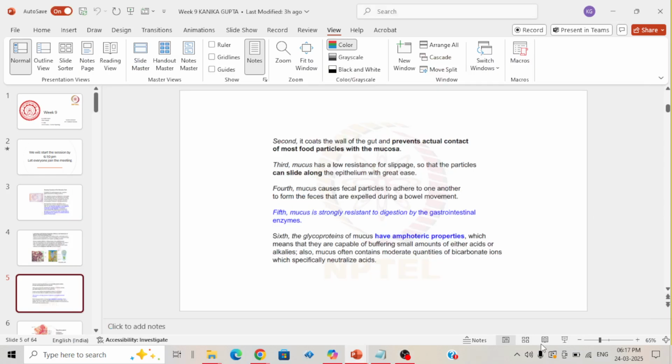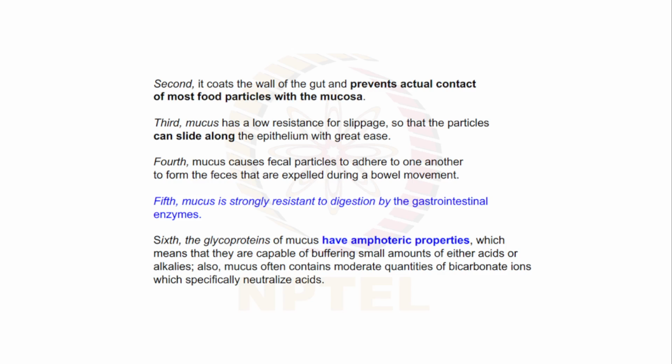So yes, third thing is that the mucus has a low resistance for slippage so that the particles can slide along the epithelium with great ease, because when we have ingested the food, then it must pass through the gastrointestinal tract or alimentary canal, so that it can pass through the different organs, different compartments, and can be processed accordingly. So for that, this mucus actually provides a service over which this food can slide, or these particles can slide along.